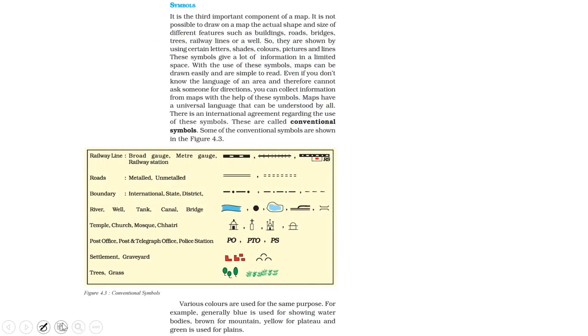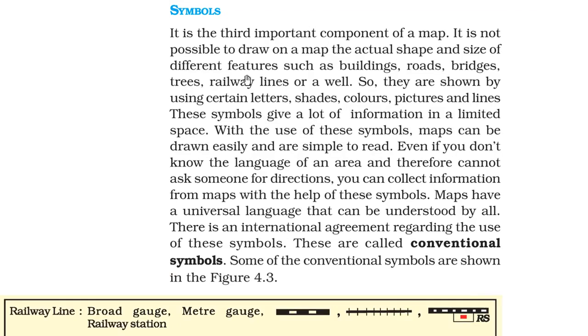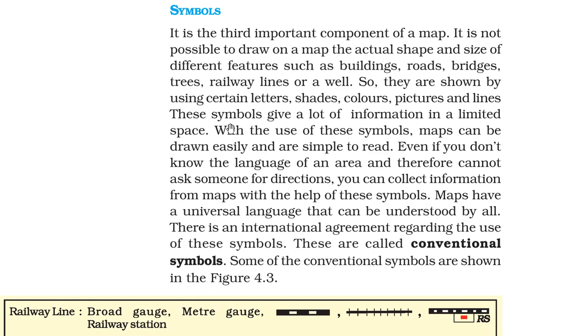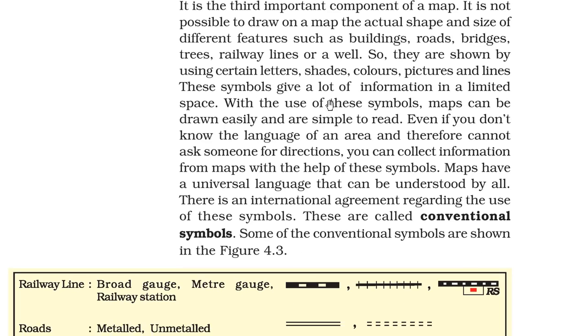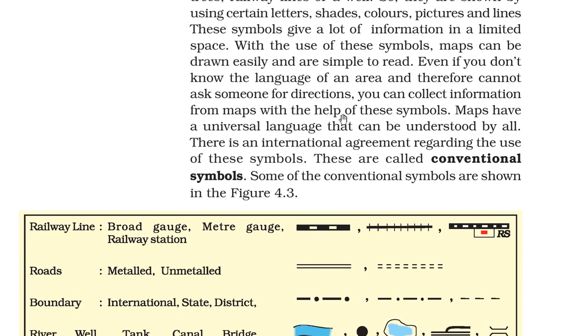Then we have symbols. Symbology is very important when it comes to maps. So this is a third important component of a map. It is not possible to draw on a map the actual size and shape of different features such as buildings, roads, bridges, trees, railway lines or a well. We cannot draw them. They are very big. So they are shown using certain letters or shades, colors, pictures and lines. So these symbols give a lot of information in a limited space.